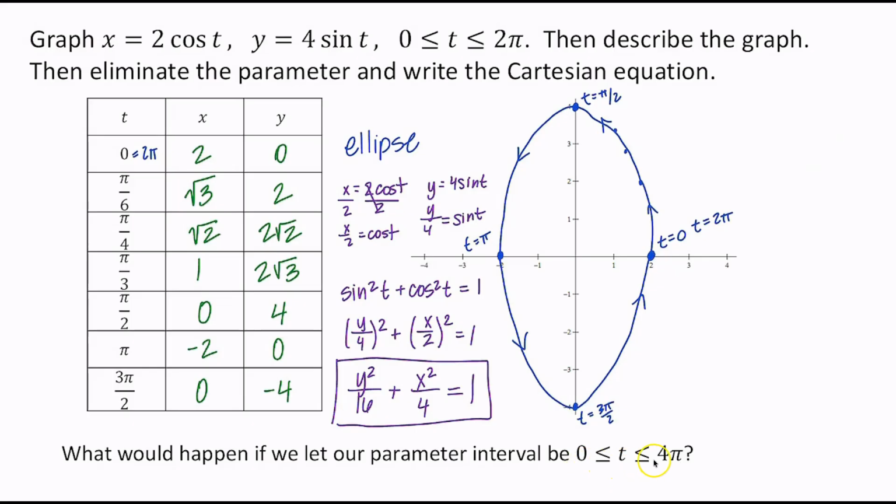Now, the last question down here, what would happen if we let our parameter interval be 0 is less than or equal to t is less than or equal to 4 pi? So basically what's going to happen here is we're going to go ahead and go around one more time. I'm going to describe that by saying the ellipse would repeat. So here we said this was from 0 to 2 pi, and then it would basically go around again one more time.